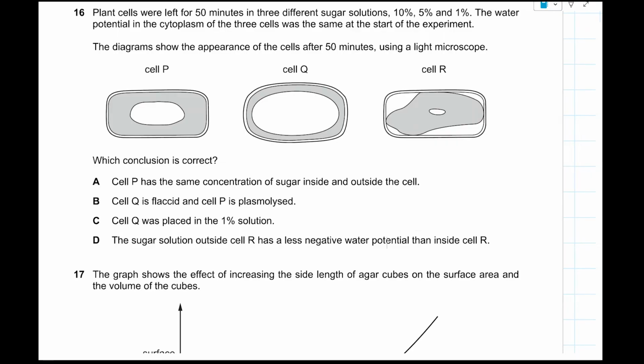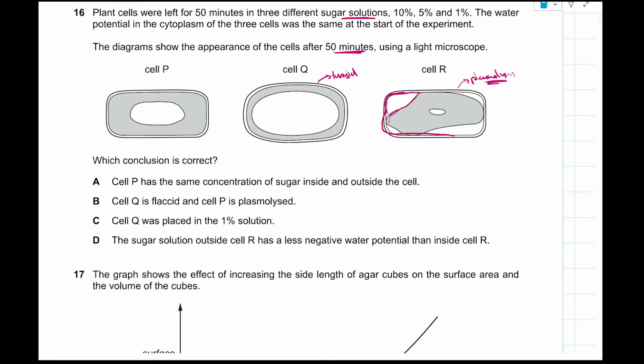Question number 16. Plant cells were left for 50 minutes in 3 different sugar solutions. The water potential in the cytoplasm of 3 cells were the same at the start of the experiment. The diagram shows the appearance of these cells after 50 minutes using a light microscope. So here we have cell P, cell Q, cell R. Cell Q clearly looks turgid, and cell R is plasmolysed. Be careful, this is not flaccid, it's plasmolysed because the cell surface membrane has pulled apart from the cell wall. It would be flaccid if the cell membrane was still attached to the cell wall.